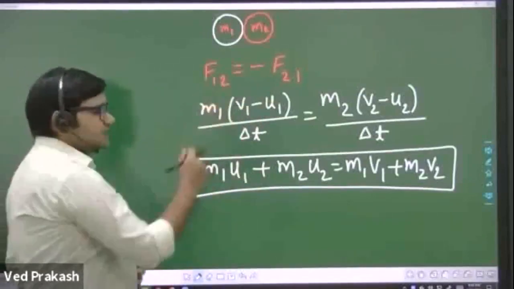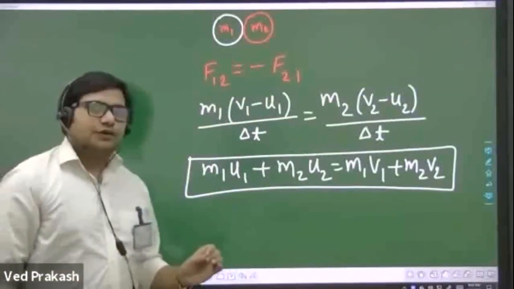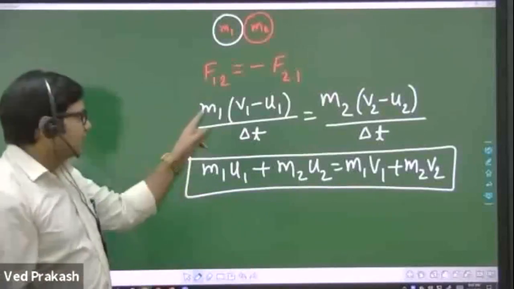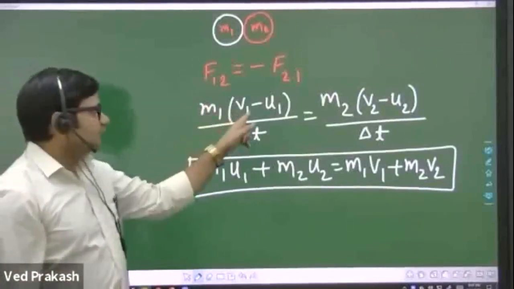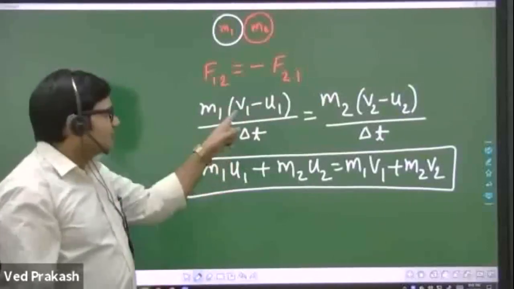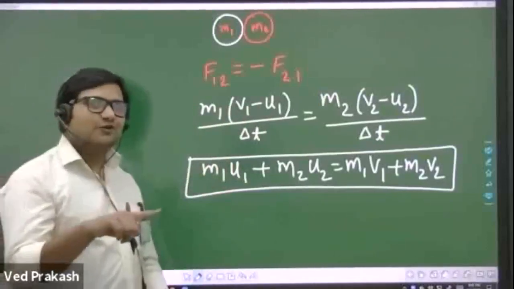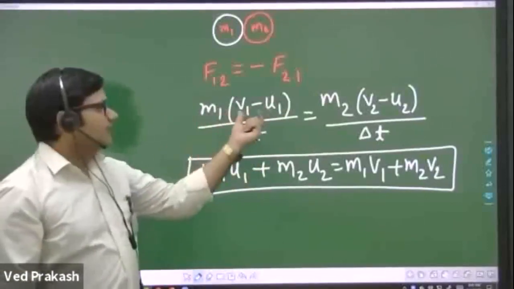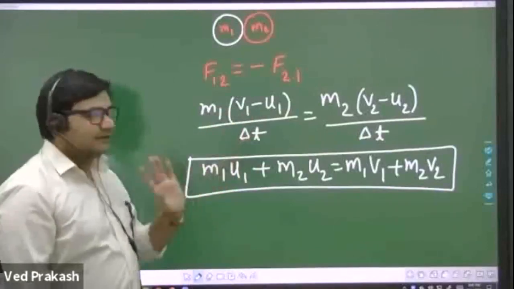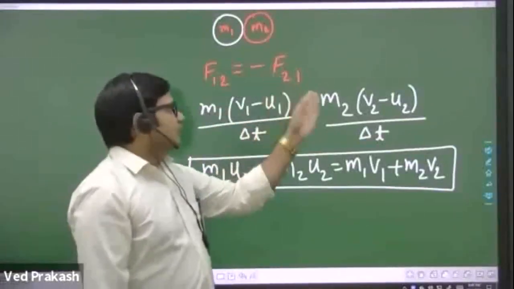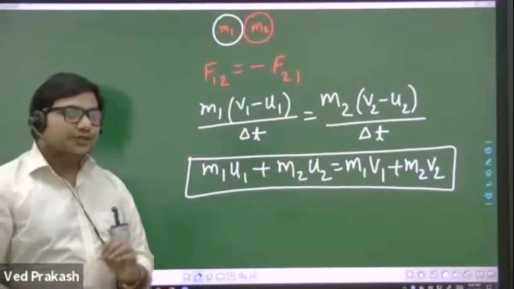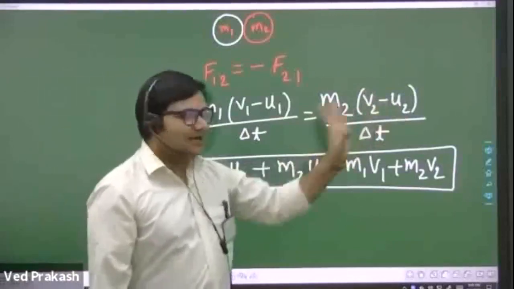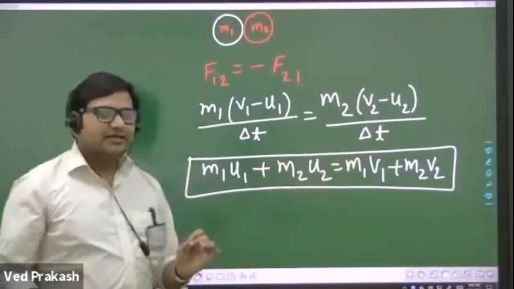So if we use Newton's second law, F equals change in momentum upon the time interval in which that momentum has changed. The change in momentum for m1 is m1 into the change in velocity of m1. The final velocity of m1 is v1 and the initial velocity of m1 is u1. So the change in momentum is m1 v1 minus m1 u1, over time interval delta t. Similarly, for the force acting on m2, you write m2 into the change in velocity of the second object, which is v2 minus u2, over the time interval in which that velocity has changed.